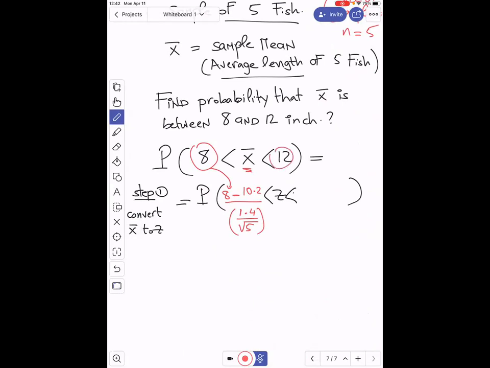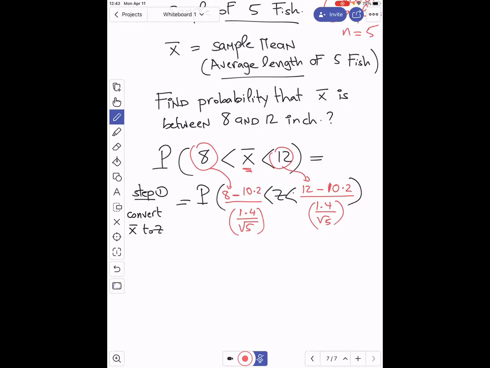Same thing here for 12. It's 12 minus the same mean, 10.2, divided by 1.4 over square root of 5. Okay, so that's what the central limit theorem says. So here, guys, just be careful because there is a subtraction in the top, and a division in the denominator. So first, do the subtraction, do the division in the denominator, and then divide.